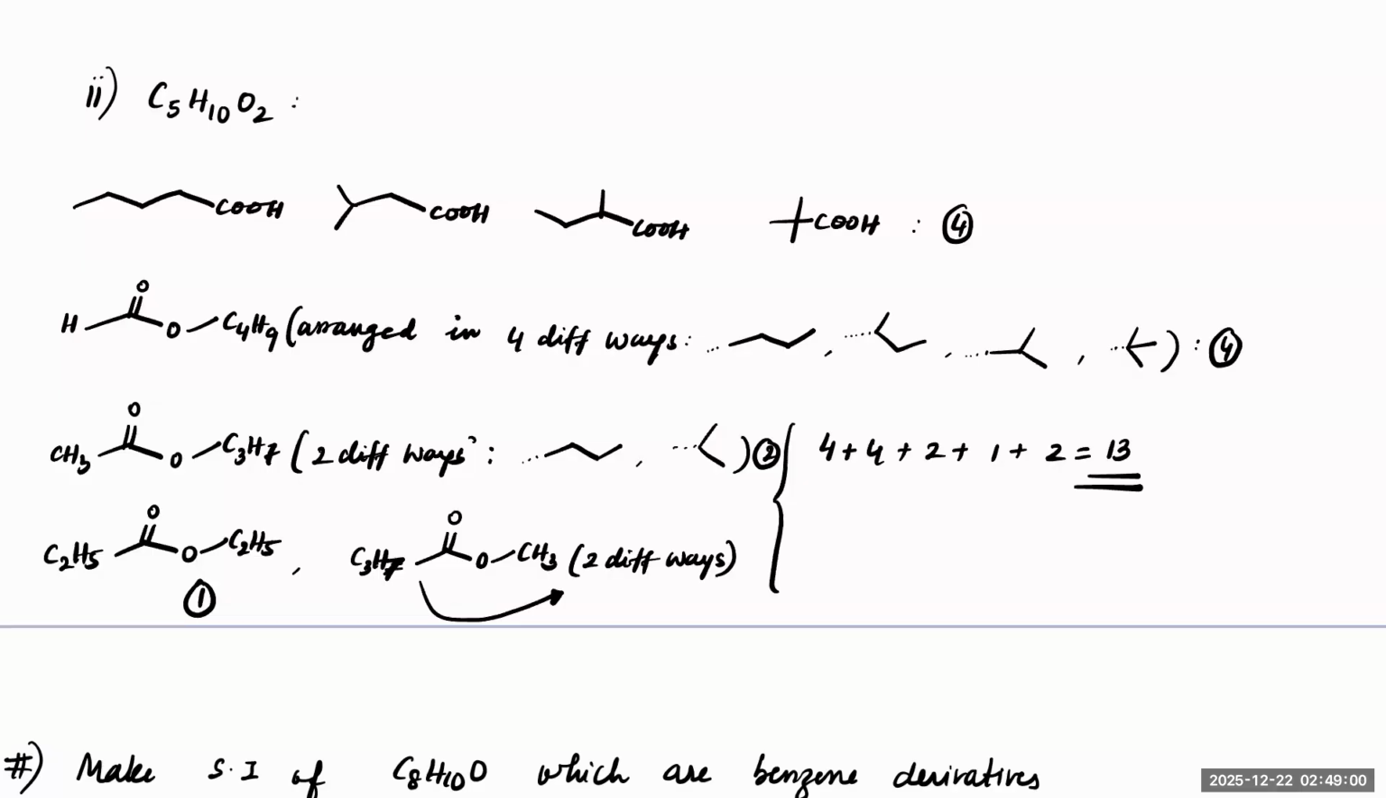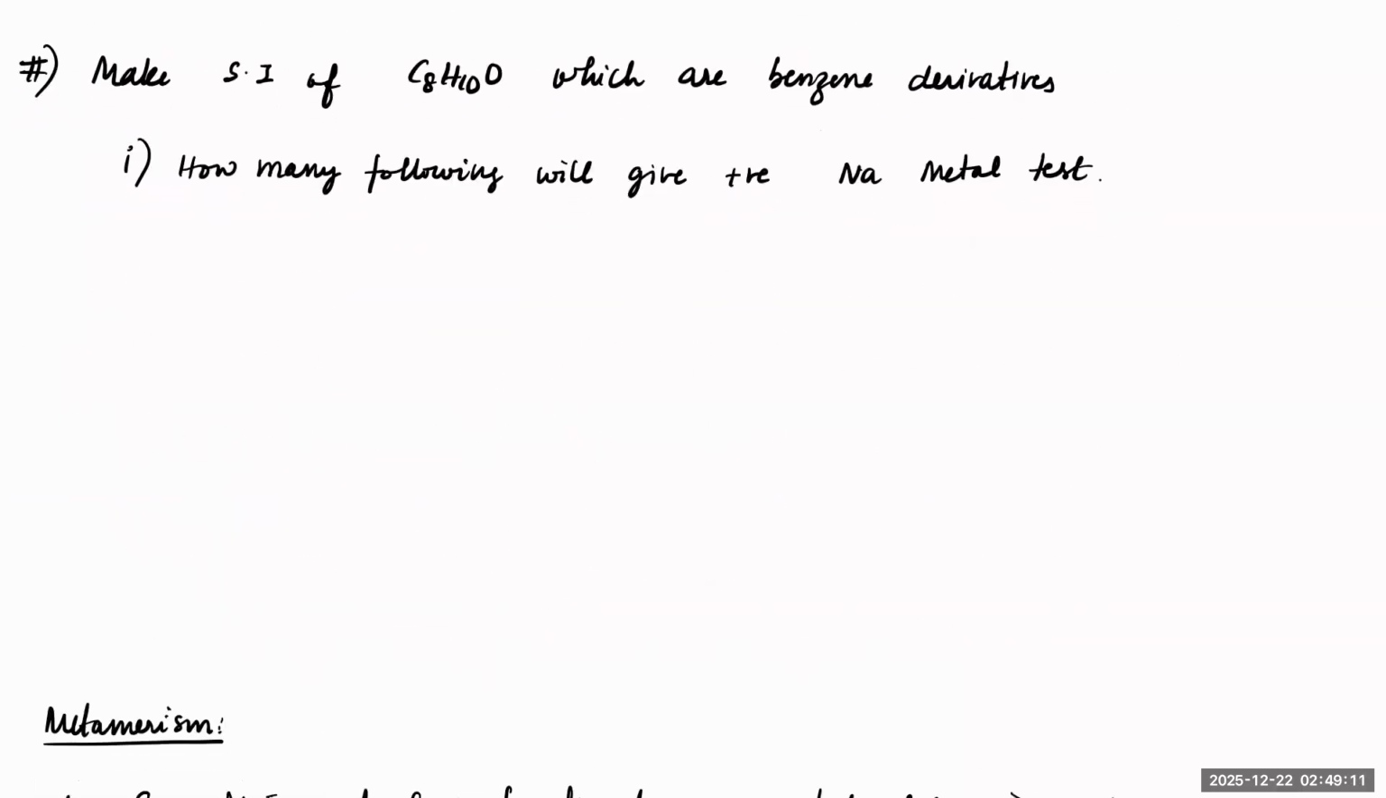Right? These cases are clear. See the next one. Make the structural isomers of C8H10O, which are benzene derivatives only. And out of that, we need to check how many of them actually give a positive metal test as well. That is sodium giving a positive metal test.